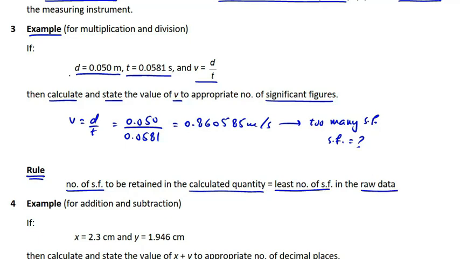Now in this example, students, d and t make the raw data because we use the values of d and t to calculate v, right? Now in our raw data, d has 2 significant figures, 5 and 0.